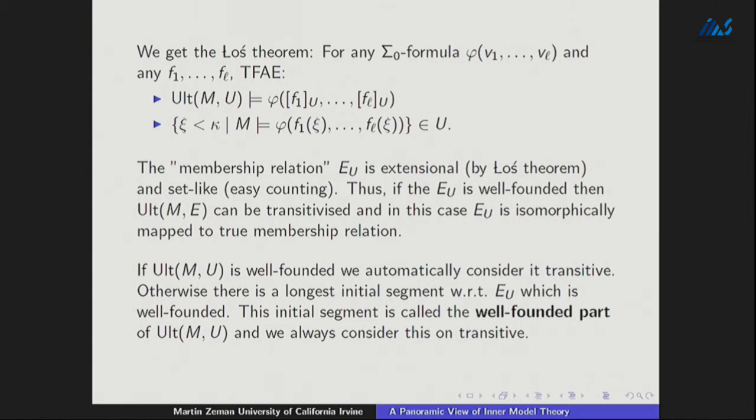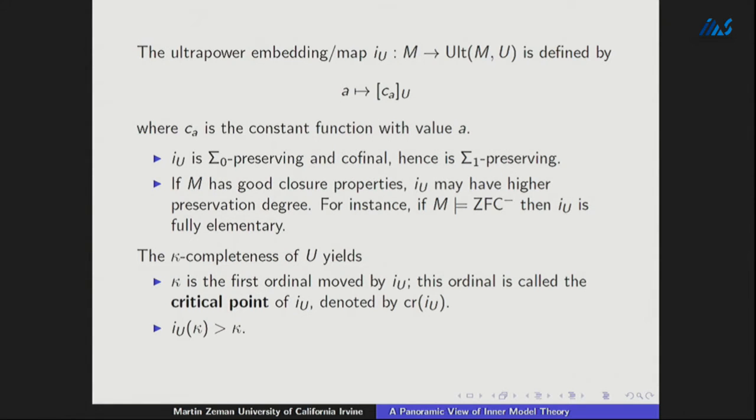Okay, so we always form ultrapowers of transitive structures, and we would like the ultrapower to be transitive, so the crucial question is whether this is well-founded. If it is well-founded, I would always consider it transitive. So when I write this, I really mean the transitive isomorph. And if not, then there is a longest initial segment of the ultrapower which is transitive. That's called the well-founded part, and I would consider that transitive. So the main challenge here is showing that the ultrapower is well-founded.